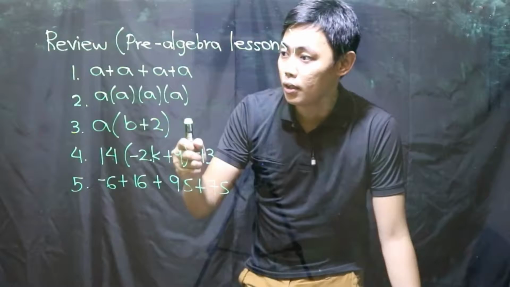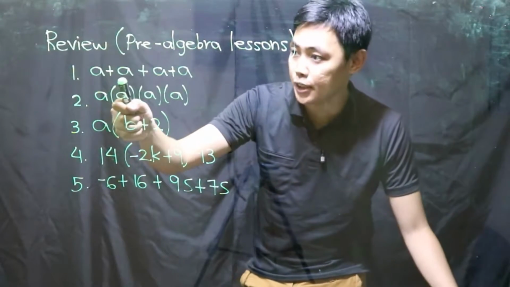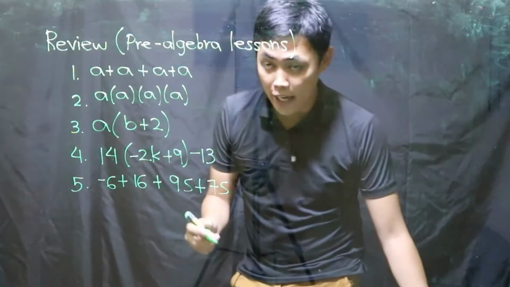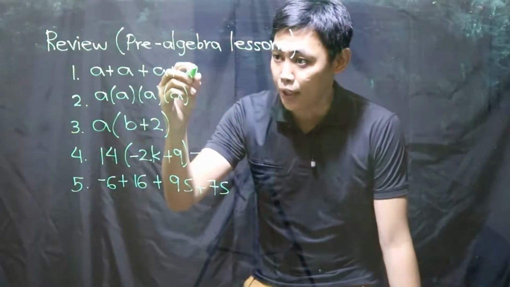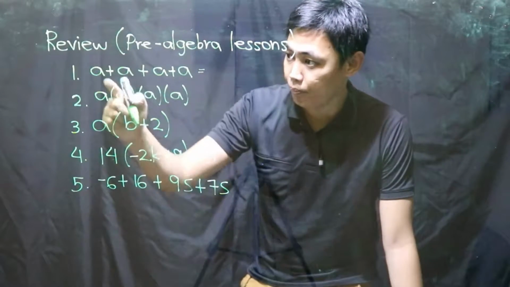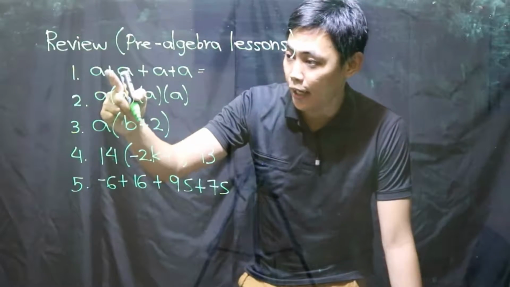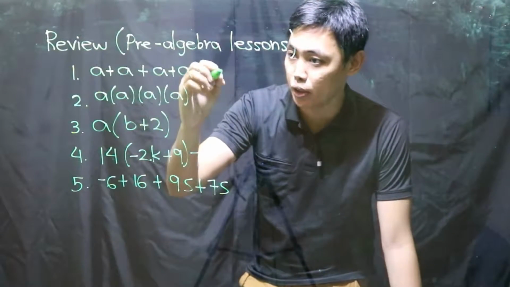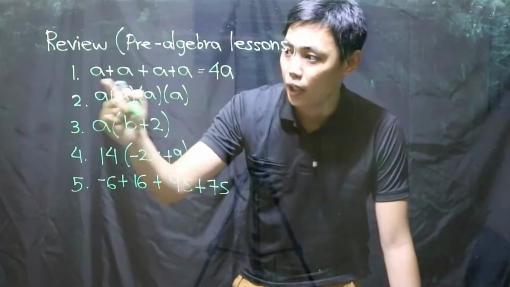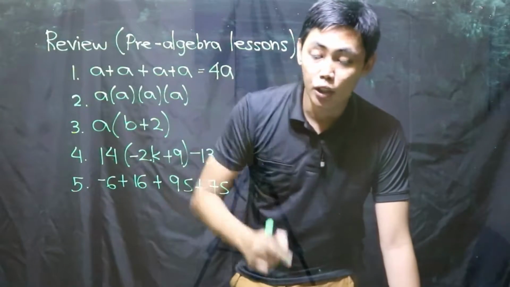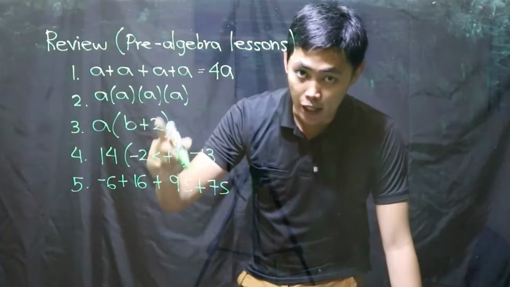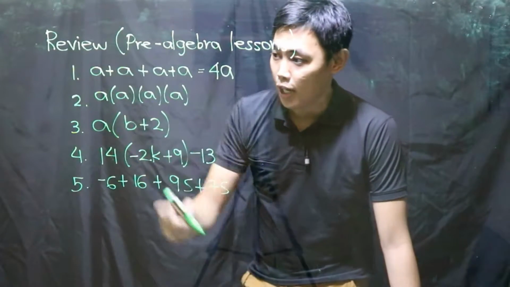So number 1, we have a plus a plus a plus a. This is actually adding like terms in algebra. So if you are adding like terms, then you just simply count how many a's there are. So 1, 2, 3, 4. So you will say that there are 4 a's. So a plus a plus a plus a is 4a. Alright. You can add them because they are like terms. How about number 2?